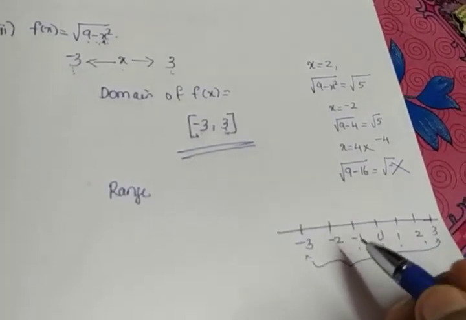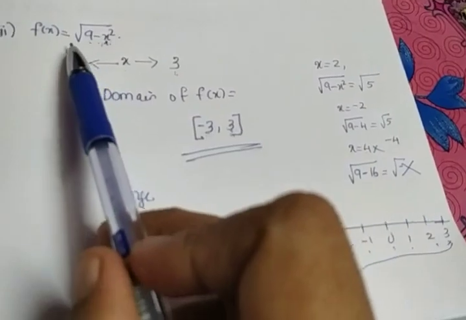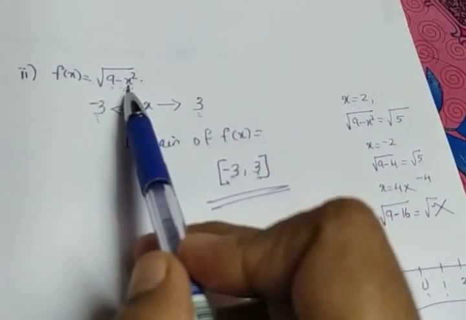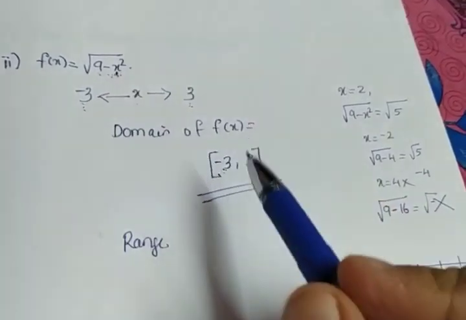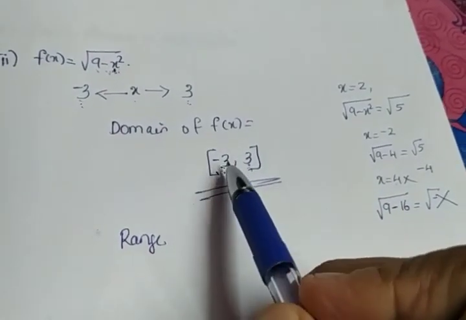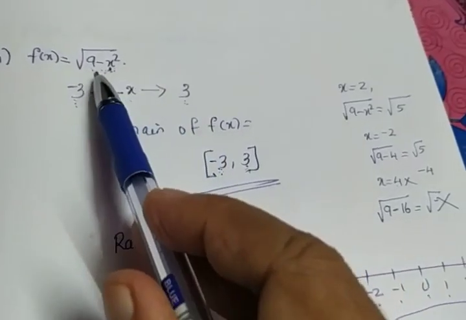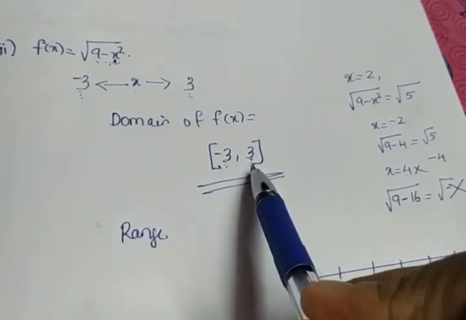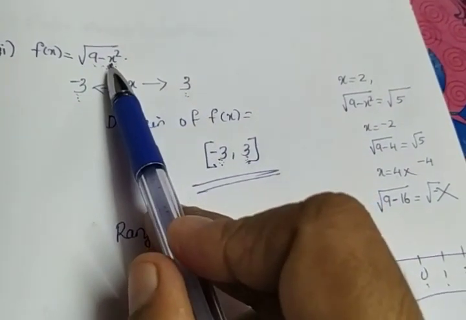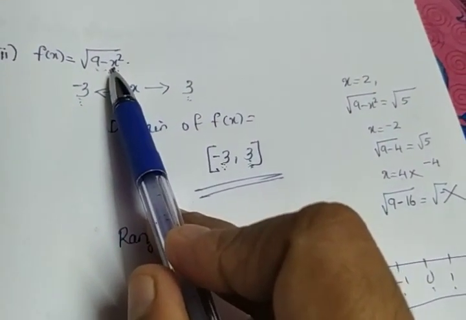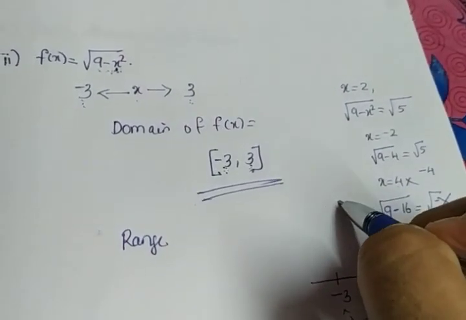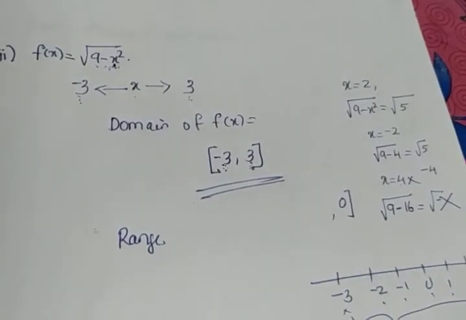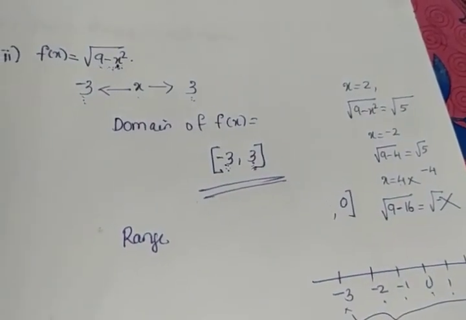The maximum value this f of x can take is 0. From where did I get 0? When I substitute the least value of x, which is minus 3, I get f of x as 0. When I substitute the greatest value, 3, from the domain in f of x, then also f of x becomes 0. So the maximum value f of x can take is 0, including 0. Then can you say which is the least value f of x can take?